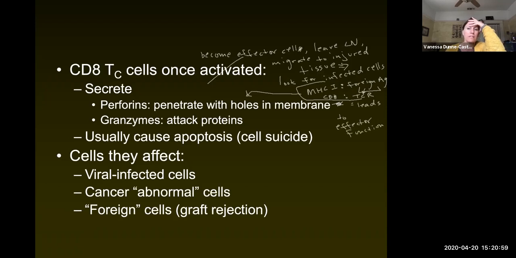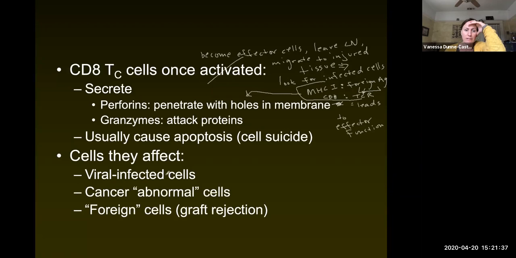The function of these effector cytotoxic T cells is essentially to cause apoptosis of any infected cell through the secretion of two major chemicals, perforins and granzymes. Perforins are responsible for perforating or penetrating the membrane with holes to make it more porous, and then granzymes are secreted right afterwards to get into those porous holes and attack all the different proteins. This usually leads to such damage inside the cell that the cell commits apoptosis, which is programmed cell death or cell suicide. This leads to the destruction of that cell.